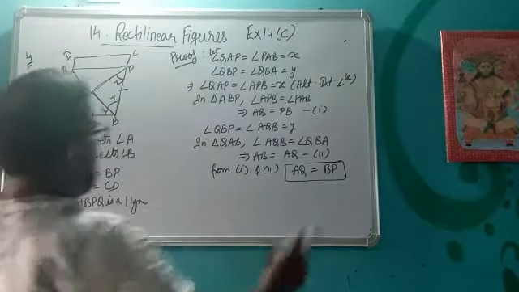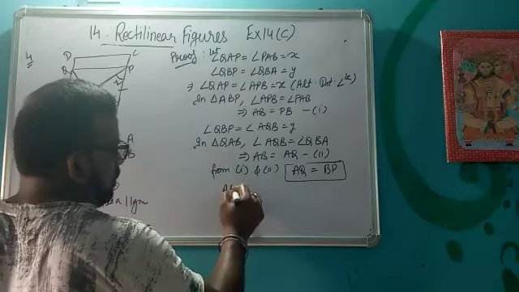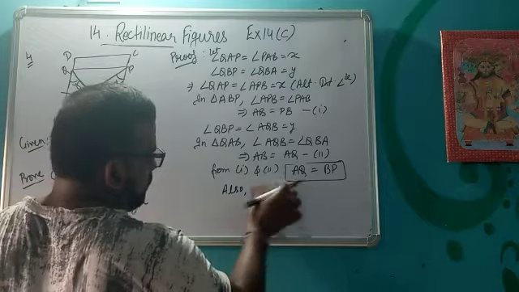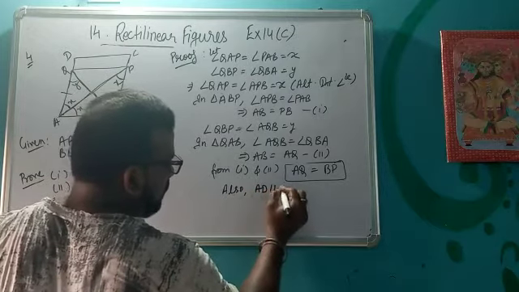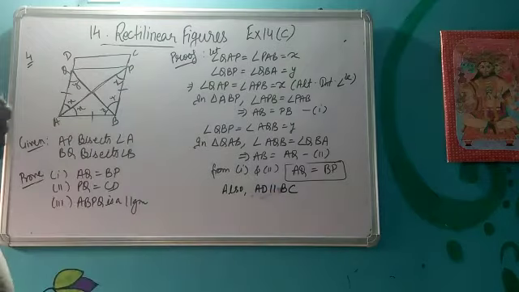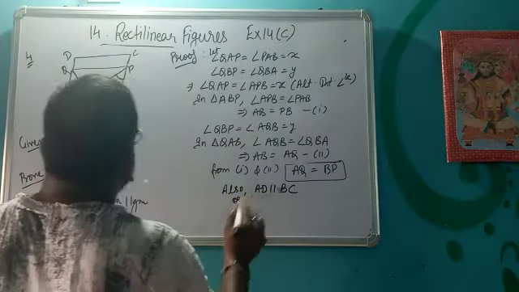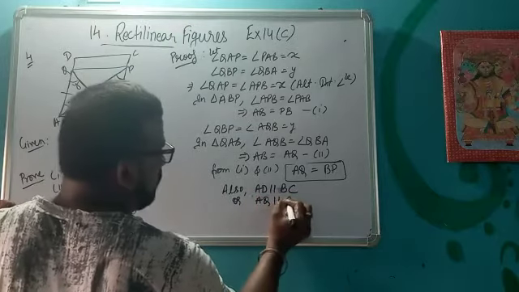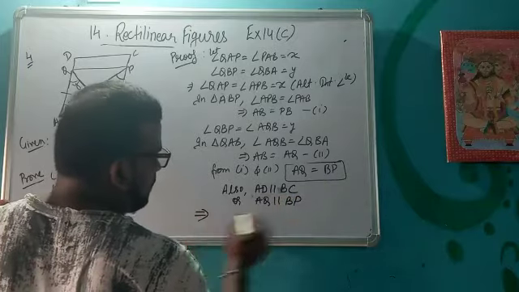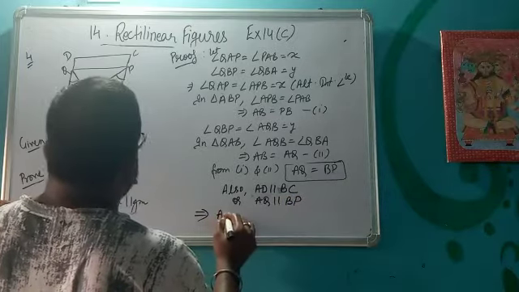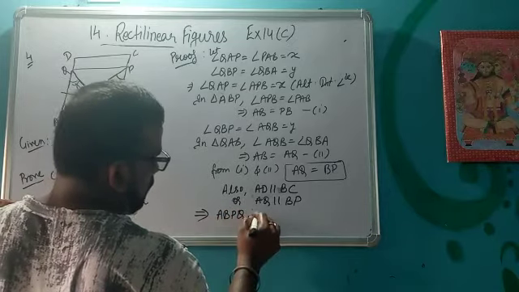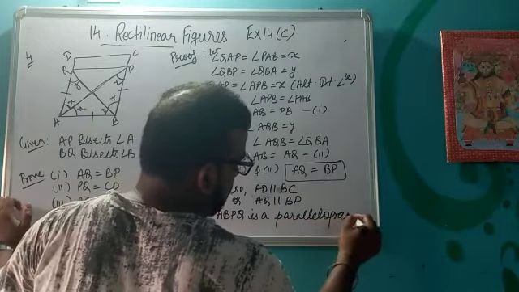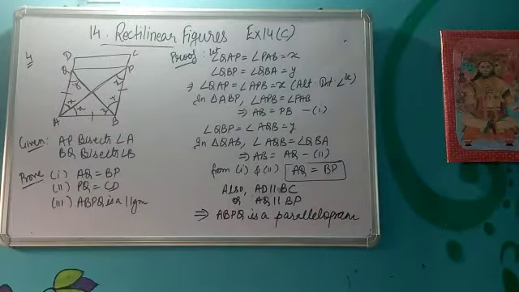So AQ is equal to BP. Also, we know that AD is parallel to BC since it is a parallelogram. Since Q and P lie on AD and BC, we can write AQ is parallel to BP. So from these two, ABPQ is a parallelogram. So it becomes a parallelogram now.